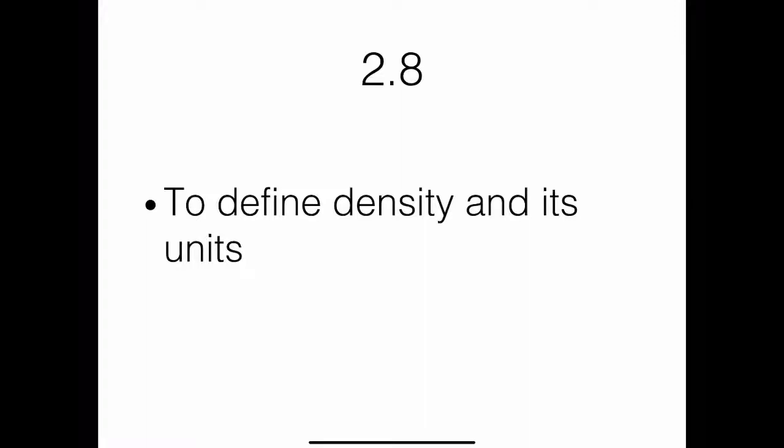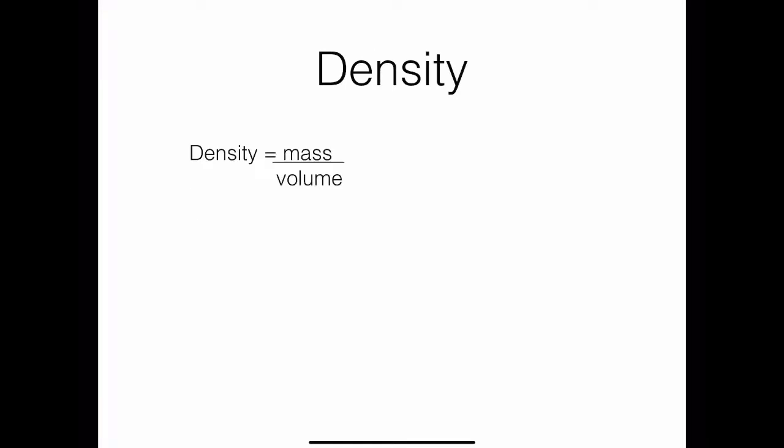Our last section for this chapter is 2.8, and that is about density. So our aim for this section is to define density and its units. We want to look at what it means to be dense, what density is referring to in terms of a unit that we can measure, and how we measure those different units using different unit labels that we've already talked about. So density is mass over volume.